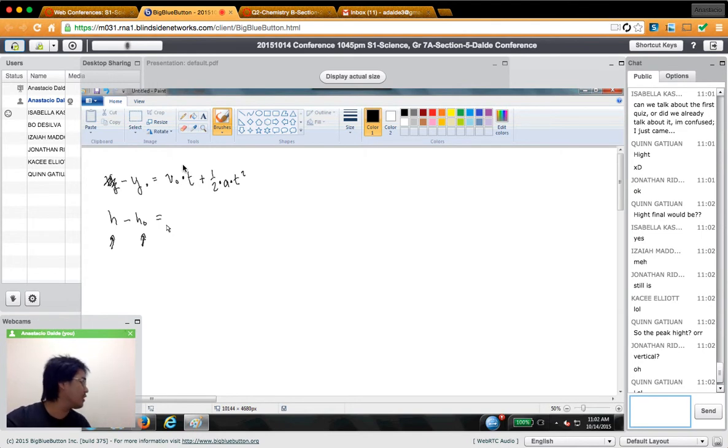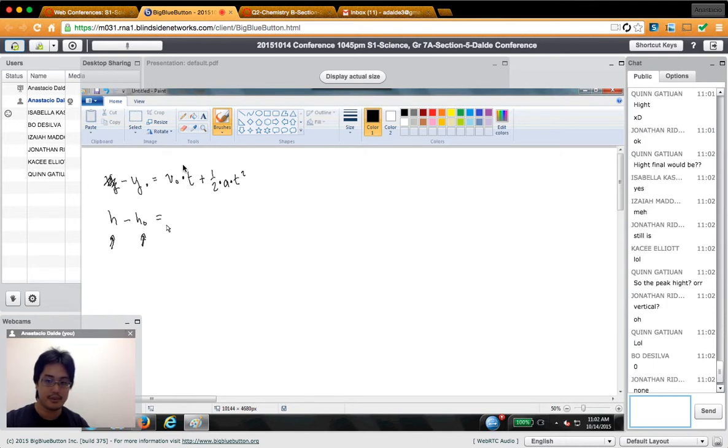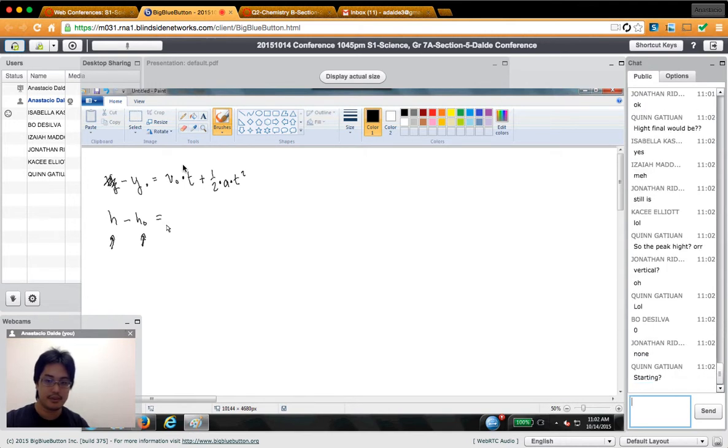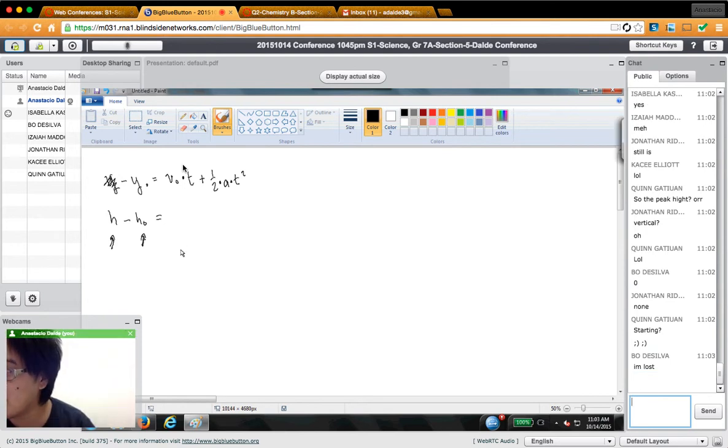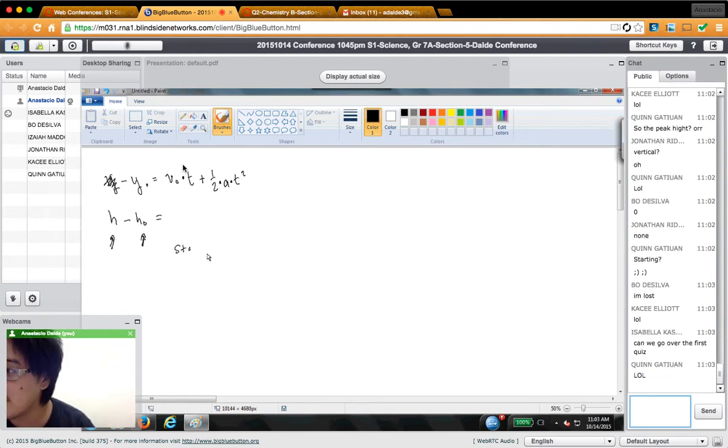And what do you think the little 0 means? Exactly, Quinn. Quinn's got it. It's the starting speed. Starting velocity. That's what that V naught is.